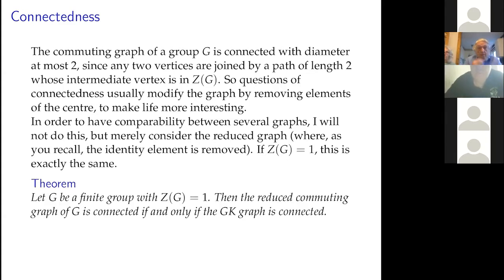So here's the theorem. It's very easy. For a finite group with trivial center, the reduced commuting graph, so the commuting graph with the identity left out, is connected if and only if the Gruenberg-Kegel graph is connected. So you see we've made a big gain there. We only have to look at this tiny little graph, see if it's connected, and that will tell us whether the reduced commuting graph is connected.